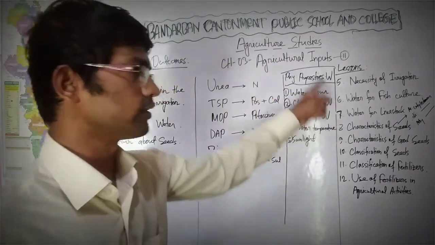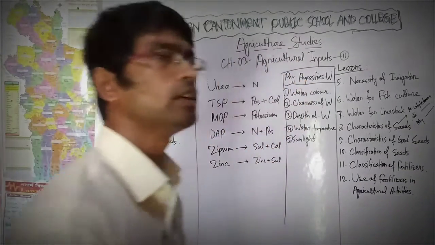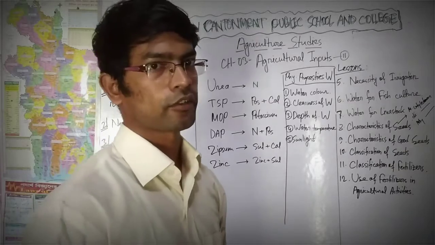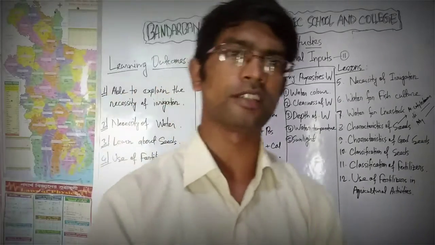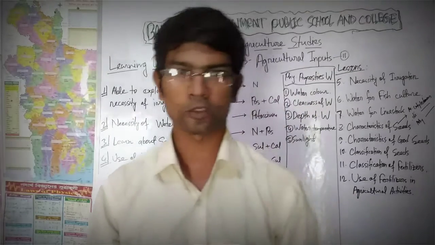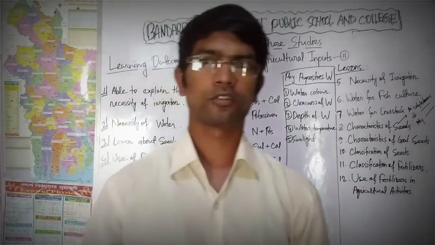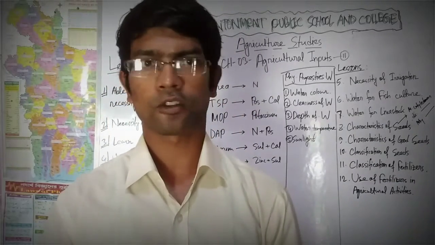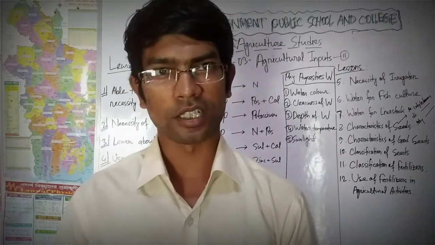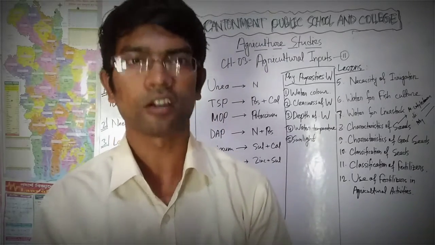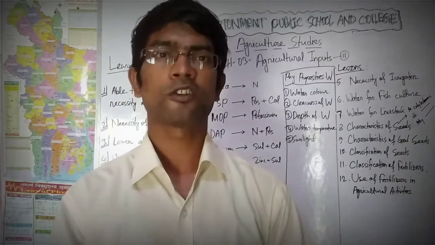According to the lessons, in this descending method, we will discuss the rest 8 lessons of this chapter. Lesson number 5, necessity of irrigation. In your textbook, there is a detailed explanation about the necessity of irrigation. Without irrigation, we can't plant any kind of crops, because irrigation is related with water. That means supplying water to the field is called irrigation. So, what is the importance of irrigation?